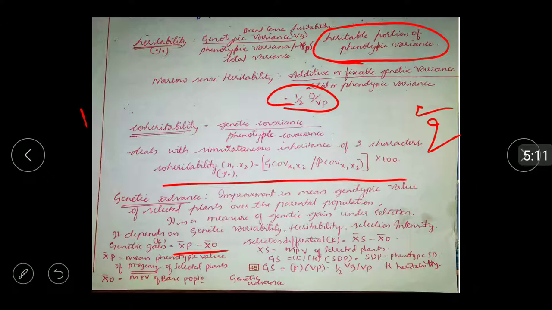To summarize, heritability is the heritable portion of the phenotypic variance. Coheritability deals with the simultaneous inheritance of two characters we are going to study, and it is the genotypic covariance to the phenotypic covariance. It is mainly concerned with two characters at a time simultaneously. Genetic advance is the improvement in mean genotypic value of selected plants over a parental population. It is a measure of genetic gain under selection, showing how much genetic gain we have got, and it depends on genetic variability, heritability, and selection intensity.